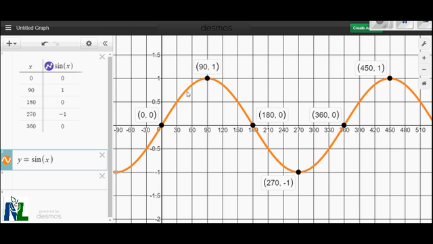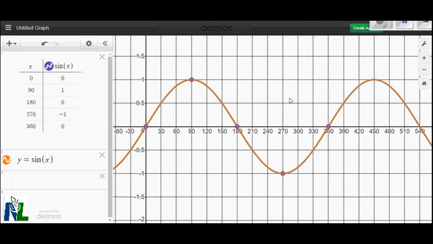So we would say that the period of this graph, the time it takes for it to repeat, is 360 degrees. And it won't matter what 2 points we choose to show this. For instance, I chose those first 5 points. We went from 0 to 360.